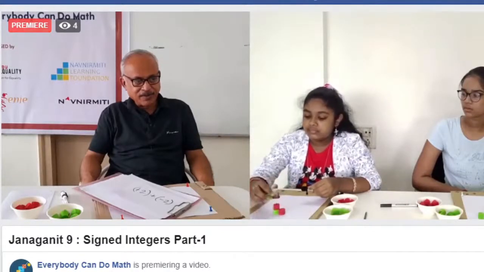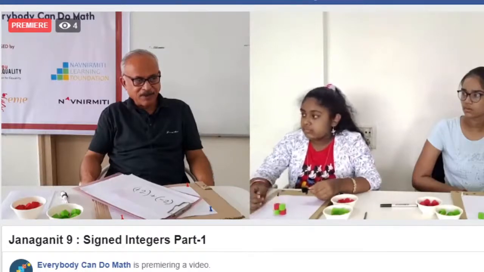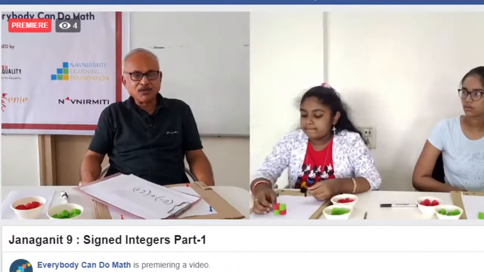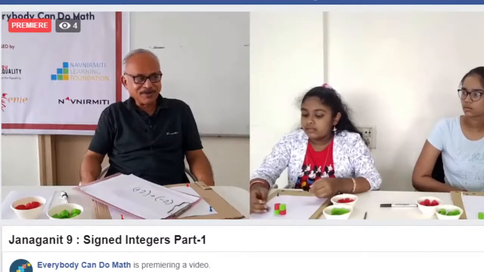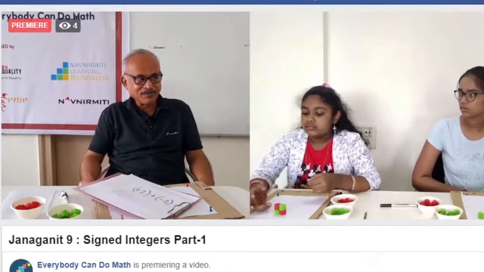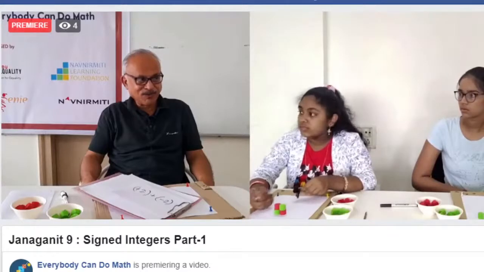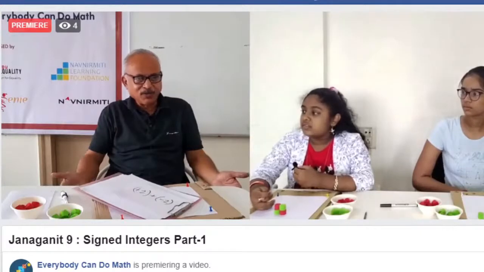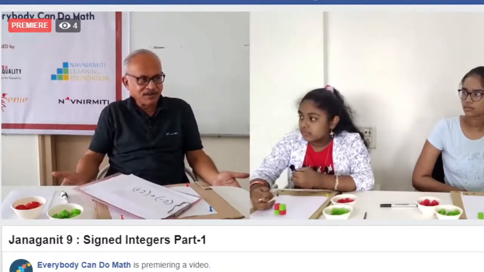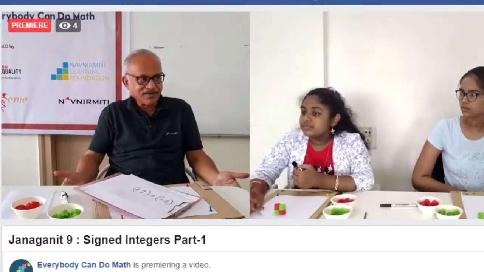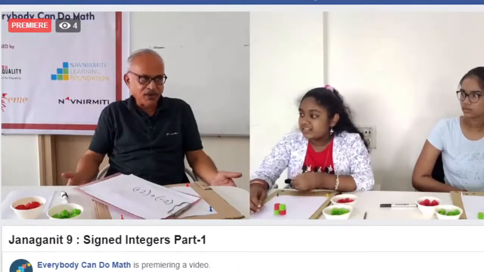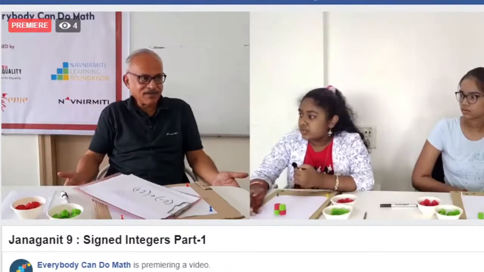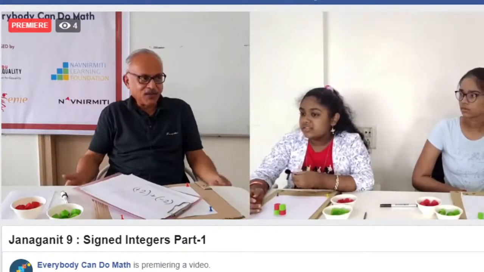And remember my question to you. I'll repeat the question. How many zeros do you have in your account now? Two. Two zeros, right? You have made two zeros, but the value of two zeros is still? The value of one zero is zero. The value of two zeros is?